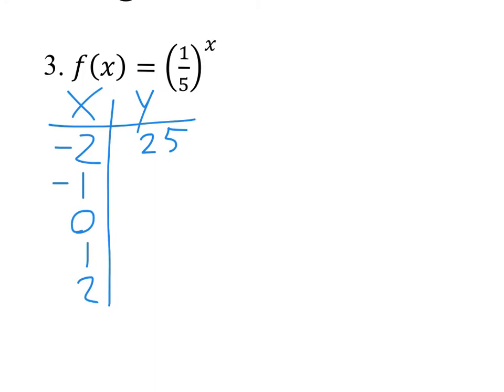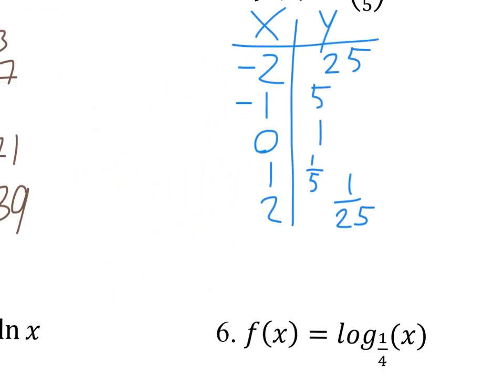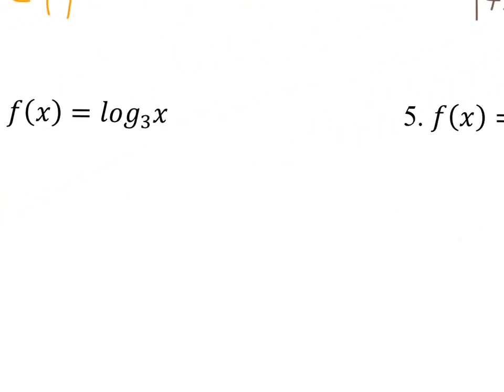By that same token, 1/5 to the -1 is 5. 1/5 to the 0, any number raised to the 0 is going to be 1. 1/5 to the first power, any number raised to the first power is going to be equal to itself. And then 1/5 squared, well, that's going to give us 1 over 25. Moving right along, we get to number 4, 5, and 6.